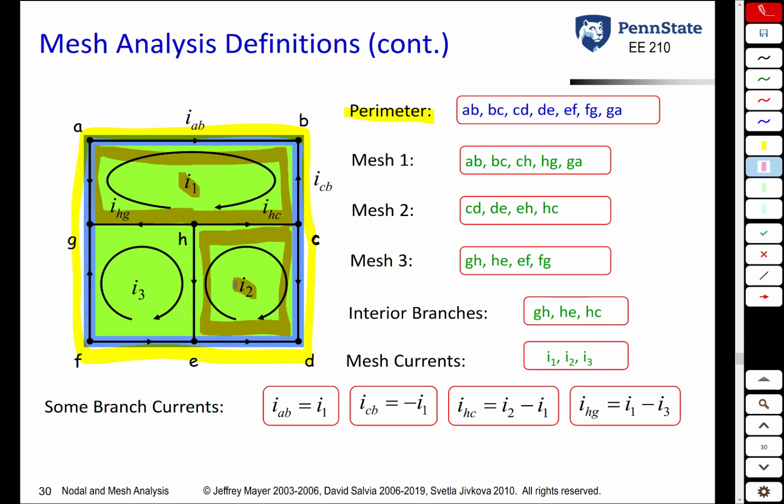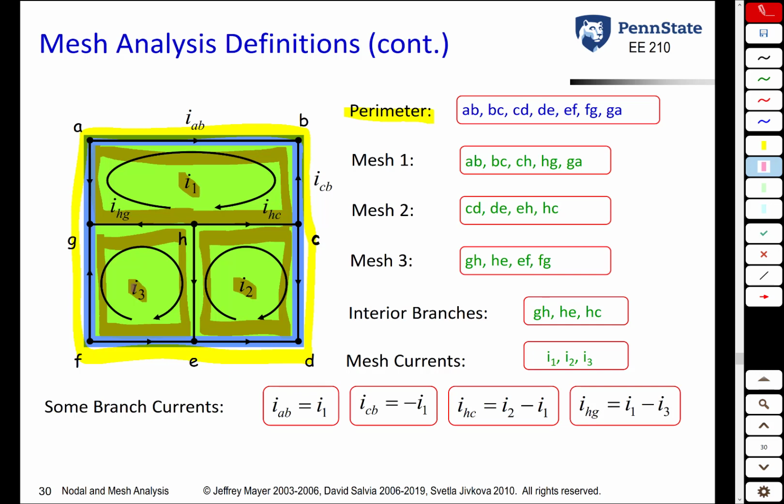So imagine this current that's swirling through this mesh. Then finally, the third mesh, mesh 3, goes between G and H, H to E, E to F, F to G, and we're going to call its variable current I3. So these mesh currents are going to be the variables that we're going to be using.